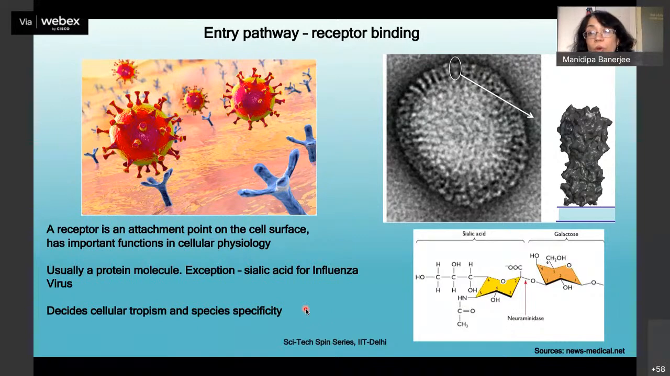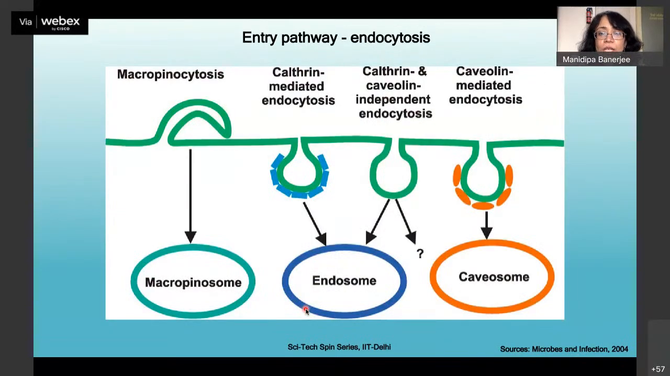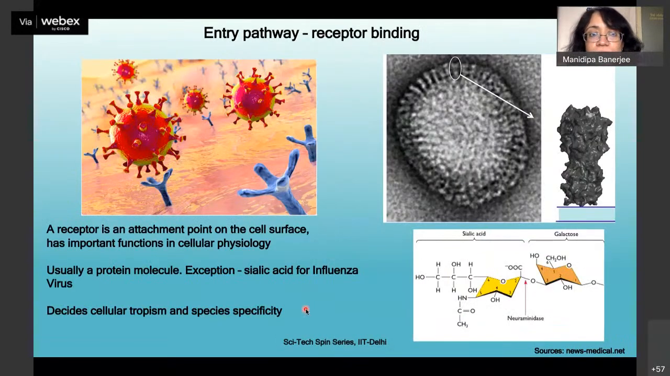But sometimes there could also be species jumping. You have heard of instances of bird flu or swine flu, right? This is where an influenza virus of bird origin, avian origin, has figured out a way of causing infections in humans. And that is one instance of species jumping. How that happens, we will look at in detail. So the receptor is an entry point. Receptor is the binding point where the virus comes and binds on the outer surface of cells.